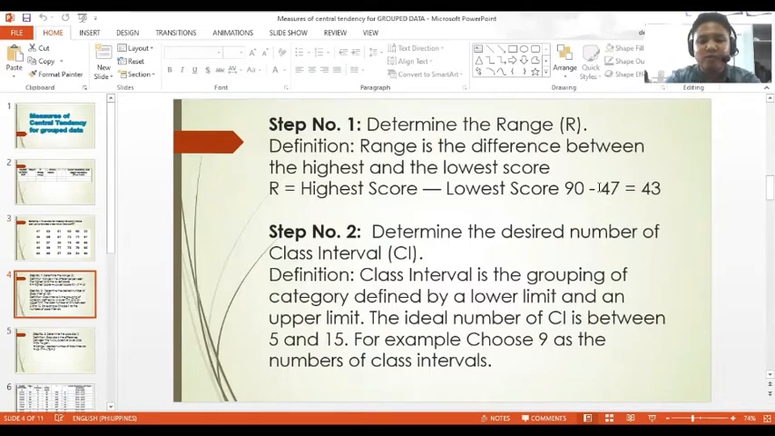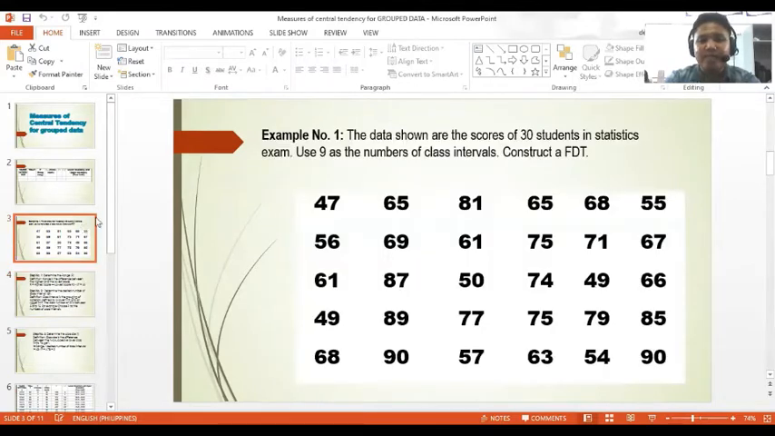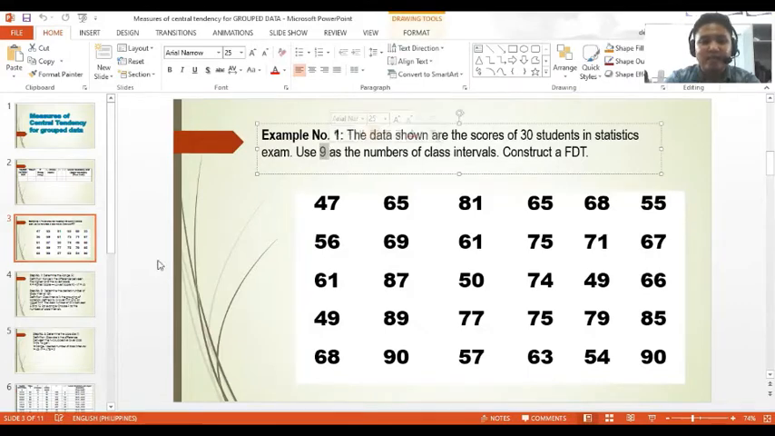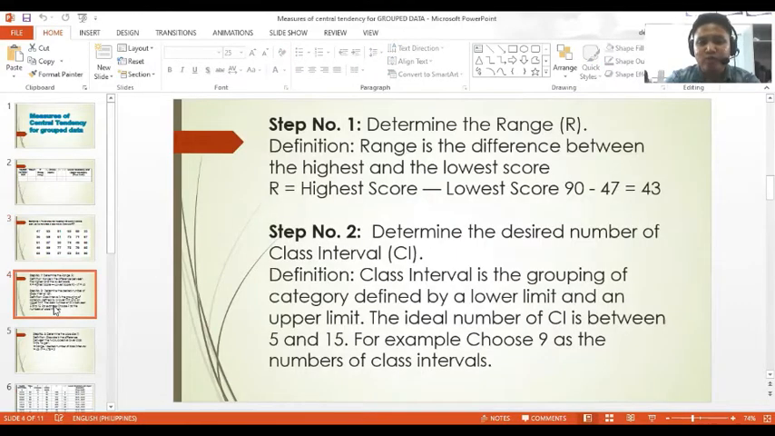Proceed tayo sa step number 2, i-determine daw natin ang desired number of class intervals. Dito sa taas kanina sa given problem natin, binigay niya na ang class intervals natin na gagamitin is 9. So, yun yung gagamitin natin sa step 2, which is yung class interval natin is 9.